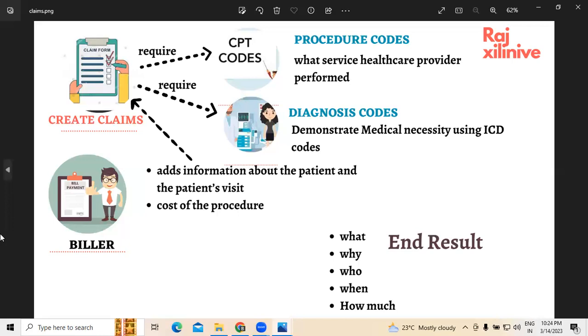Okay. And second, when we talk about diagnosis codes, for different diagnoses there are different ICD codes available. So those codes are applicable here. If anybody wants to create a claim form, if a biller wants to prepare one, they have to consider the procedure codes. They have to consider the diagnosis code.